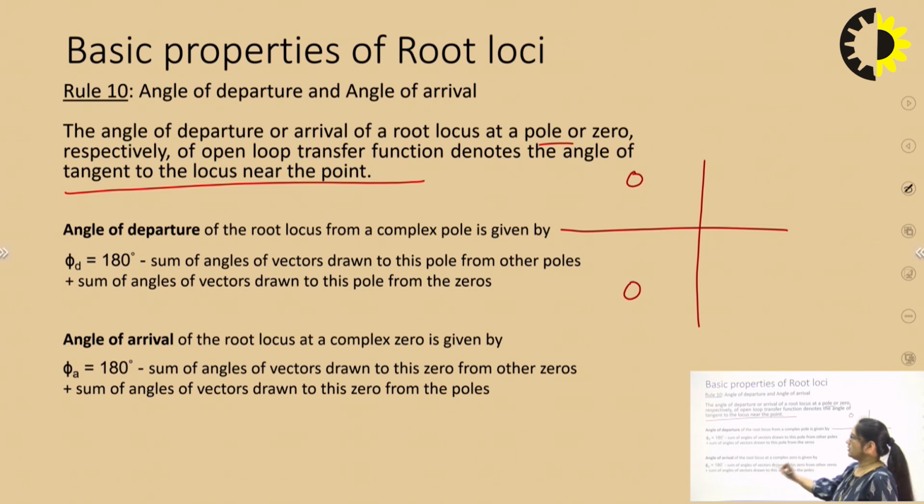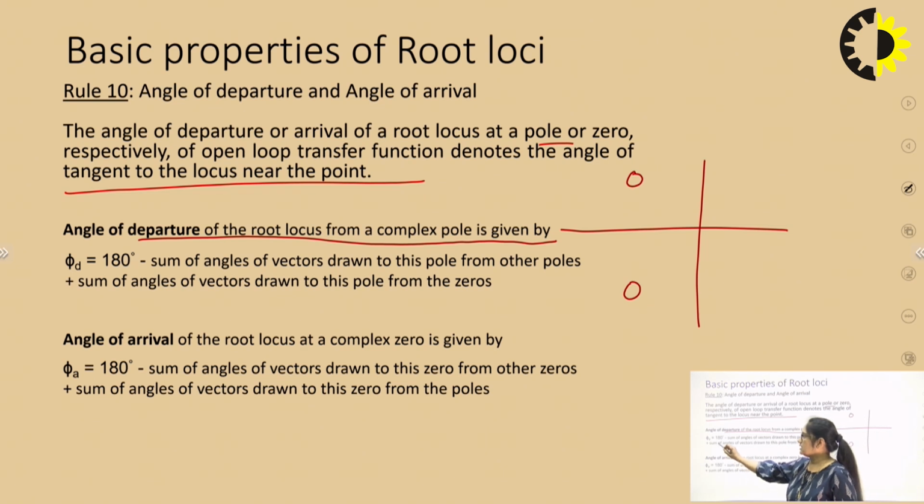The angle of departure of the root locus from a complex pole is given by this formula, that is phi d is the angle 180 degrees minus the sum of angles of vectors drawn to this pole from other poles, plus the sum of angles of vectors drawn to this pole from the zeros.